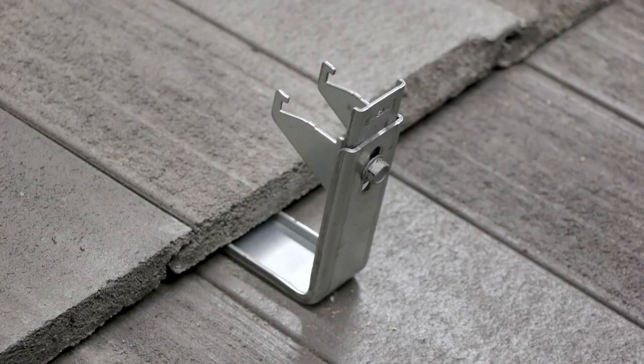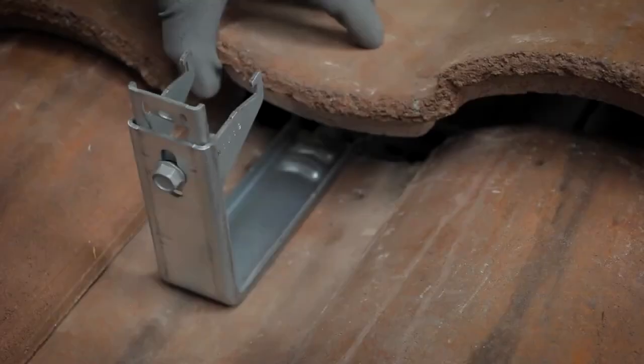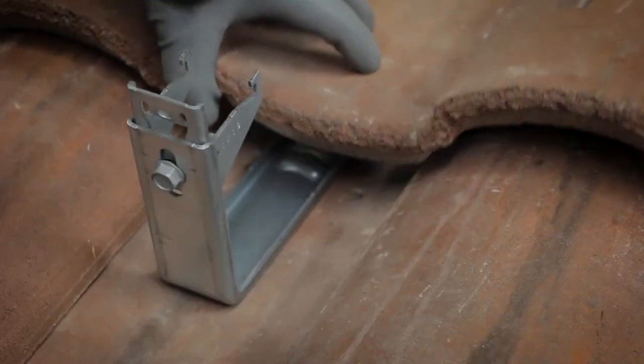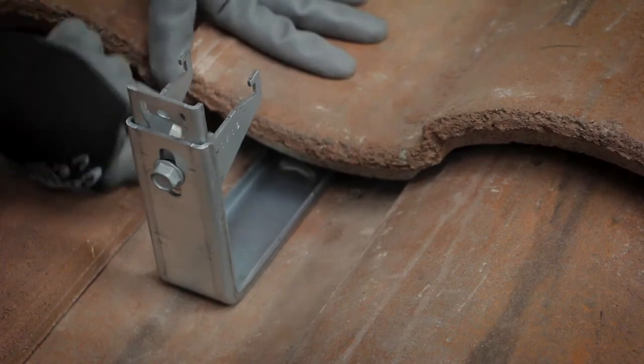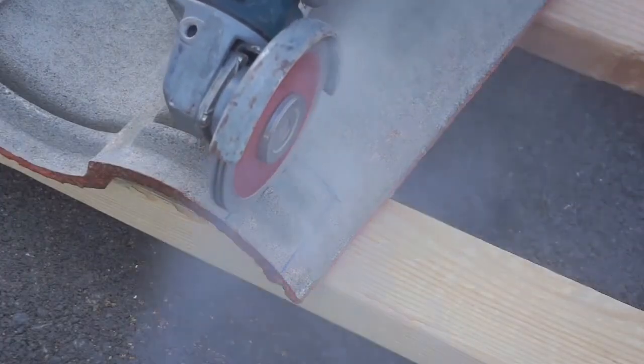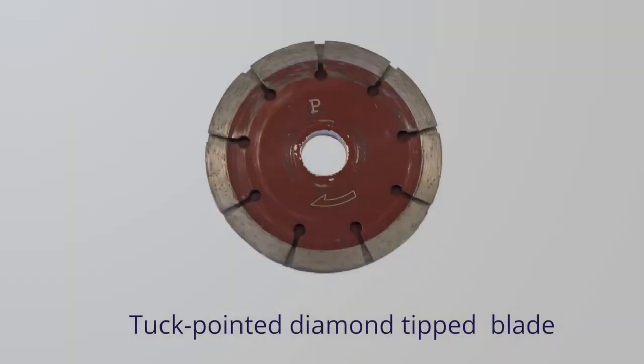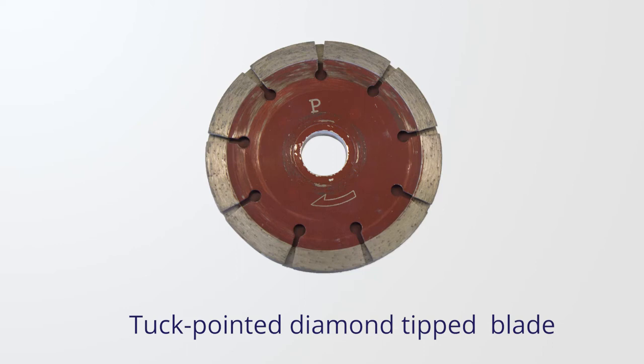Replace the tiles that were removed or install EcoFasten's tile replacement flashing. If a tile needs to be notched, position it in the proper location and then mark the tile lug for notching based on the position of the hook arm. Notching can be done using a grinder or by a chisel. We recommend using a tuck-pointed grinding wheel with a diamond-tipped blade.